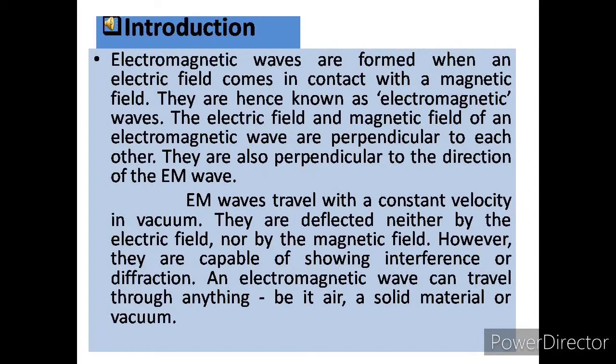Electromagnetic waves travel with a constant velocity in vacuum. They are deflected neither by the electric field nor by the magnetic field. However, they are capable of showing interference or diffraction.